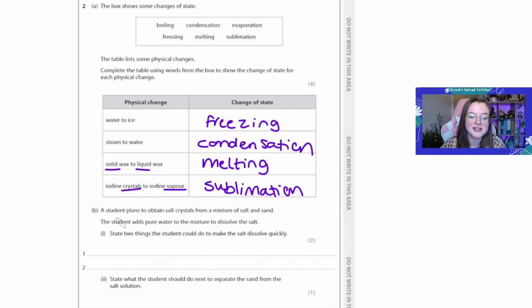In part B, a student plans to obtain salt crystals from a mixture of salt and sand. The student adds pure water to the mixture to dissolve the salt. State 2 things the student could do to make the salt dissolve quickly. So say you're making pasta, or say you're making a hot chocolate, and you're trying to dissolve the hot chocolate powder into your water or your milk. What you're going to do first is stir it, because otherwise it's just going to sit there. So you need to stir it.